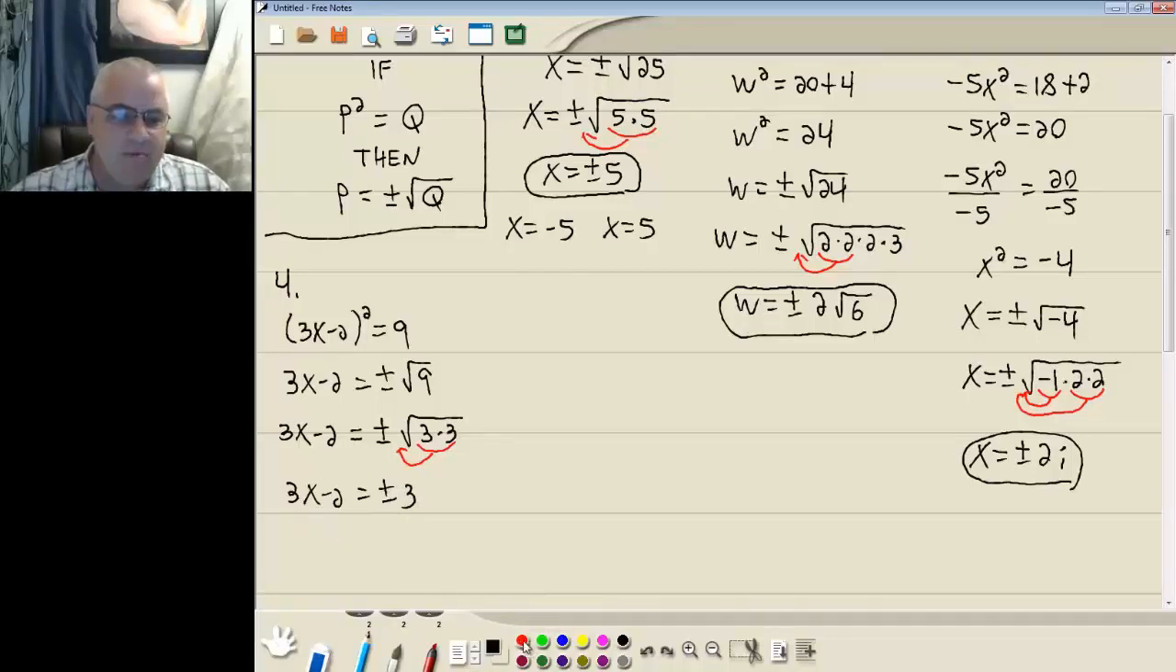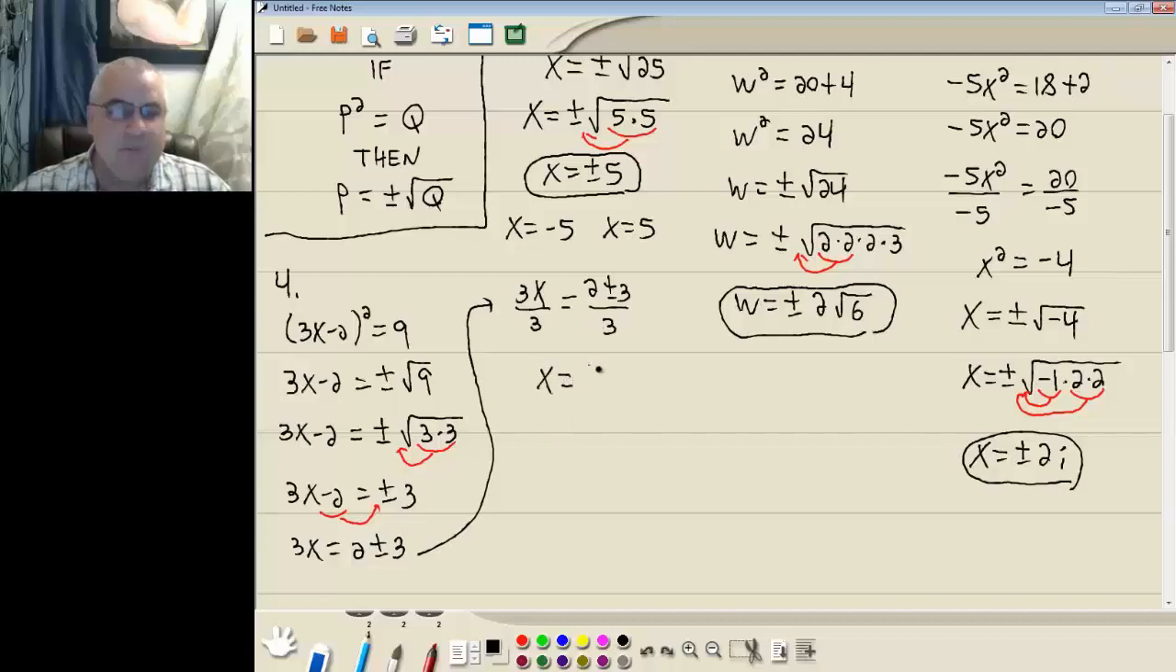Now our goal is to get the x by itself. So I'm going to take this negative 2 and move it to the right side. So we got 3x is equal to 2 plus or minus 3. And then I want to divide both sides by 3 in order to get the x by itself. And we get x is equal to 2 plus or minus 3 over 3.